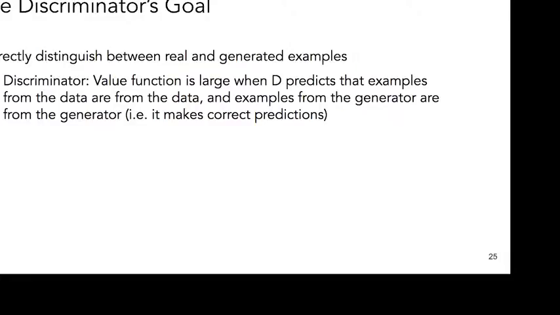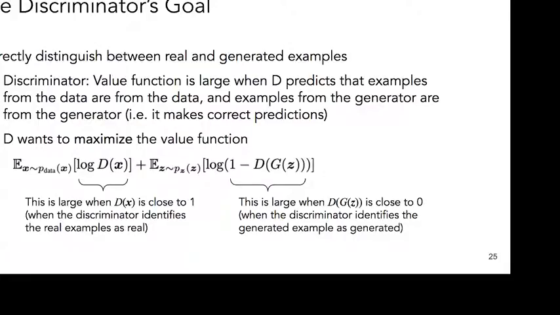Okay, so the discriminator's goal is always to correctly distinguish between real and generated examples. So for the discriminator, the value function, which remember we defined a few slides ago, is large when D predicts that examples from data are from the data and examples from the generator are from the generator. So for the discriminator, the value function is large when the discriminator is correct. So the discriminator wants to maximize the value function.